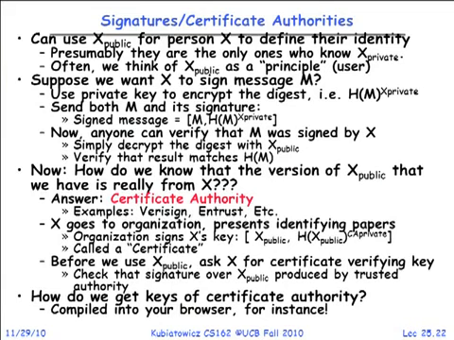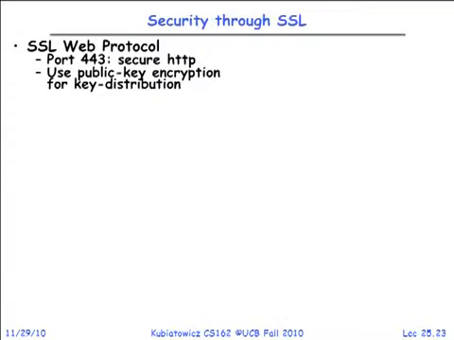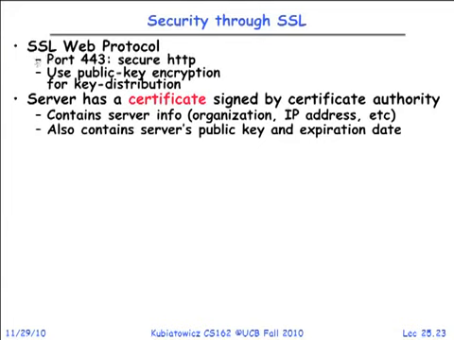So let's take a brief look before we finish up on how this idea works with SSL. SSL is the protocol of choice these days to do a secure web connection to the bank or whatever. It's port 443, just in case you weren't aware. What is the regular web? Port 80, very good. And the idea here is that the server has a certificate signed by a certificate authority which contains information like the organization, IP address, etc. And it also has the server's public key and expiration date. This expiration date's useful so that keys will eventually expire and you have to actually generate new ones. This is kind of an extra level of security.